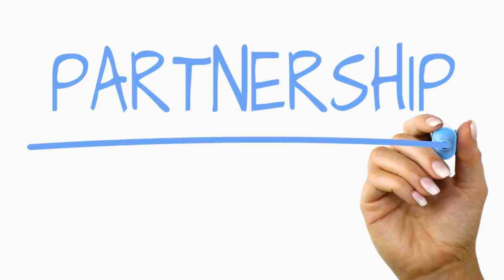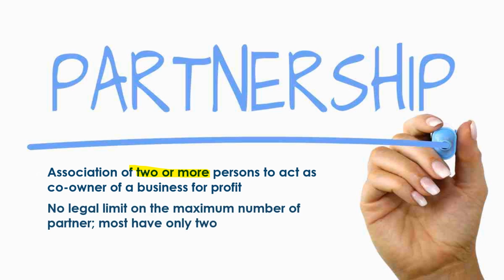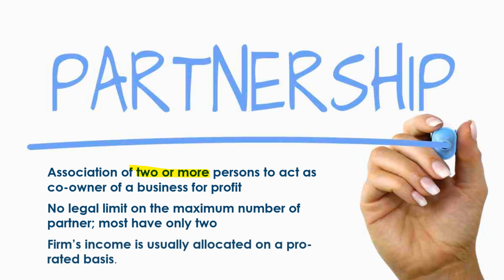For the next form of business organization, we have the partnership. Unlike the sole proprietorship, a partnership is an association of two or more persons to act as co-owners of a business for profit. Unlike the sole proprietorship, which has only one owner, a partnership could have two or more persons as owners. There is no legal limit on the maximum number of partners, but most partnerships have only two owners. The firm's income is usually allocated on a prorated basis.